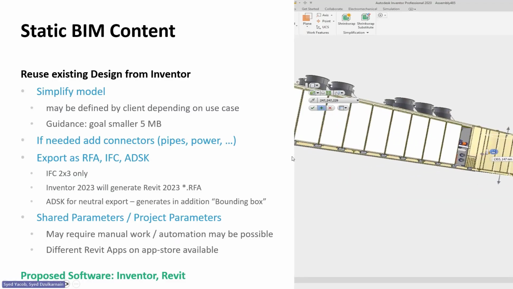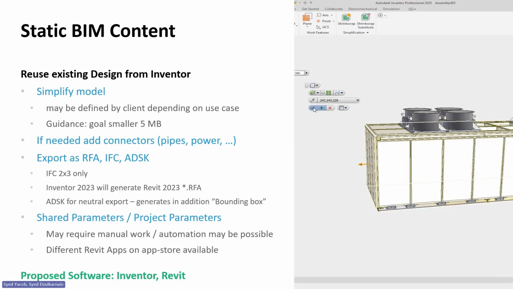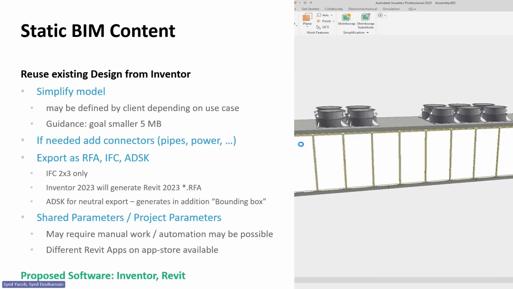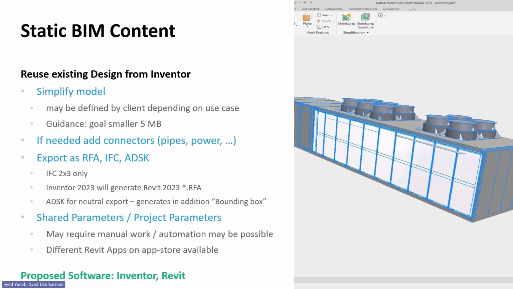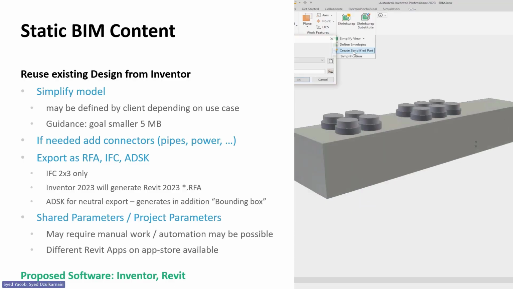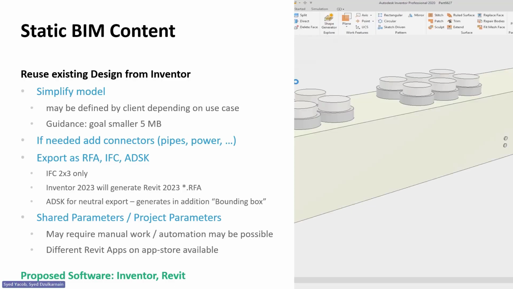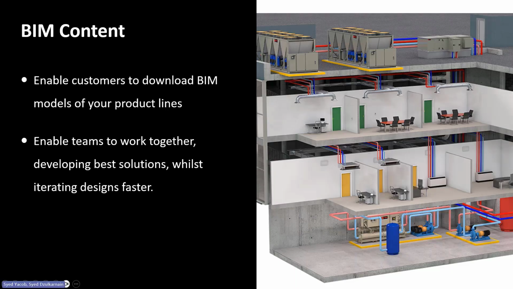So from Inventor, we can, again, simplify and specify connectors. If there are any connectors, pipe connectors, power, electricity, you can export it as an RFA or RVT or IFC or even IDSK, so that the BIM modelers are able to reuse it, to enable customers to download BIM models.